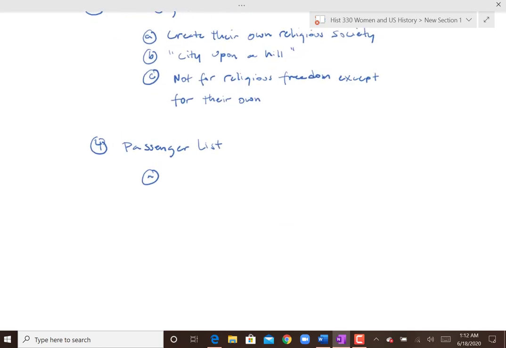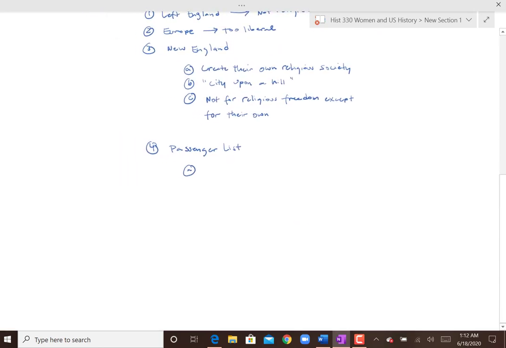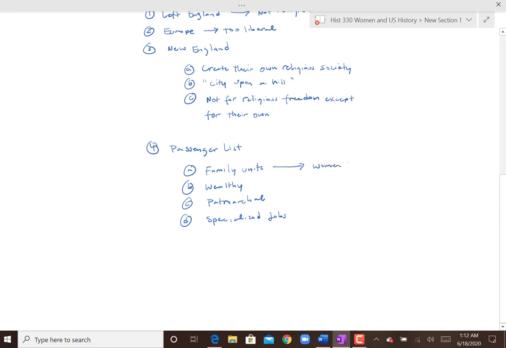Okay, there we go. So let's put that in there. Here we'll go with family units, wealthy, patriarchal, specialized jobs, and then everyone. Well, we already guessed the patriarchal is everyone reference to it. And then, yeah, with family units, I think it's important, right? Women and children, and the importance of the minister.